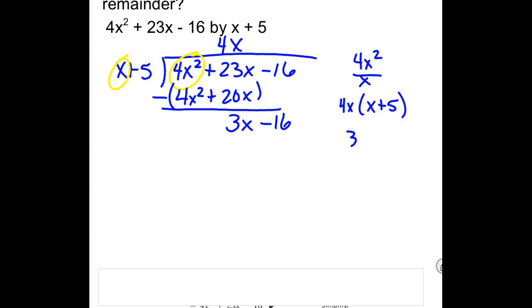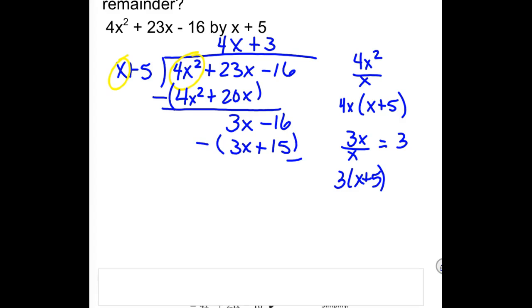Repeat the process. Take your first term, the 3x. Divide out the x. We get 3. That positive 3 is going to go up on the top. We're going to take 3 times x plus 5. And we end up with 3x plus 15. And then we are going to subtract. What do we get when we subtract? Okay. The x's disappear. We have negative 16. We're subtracting 15 more. We are in the whole 31.